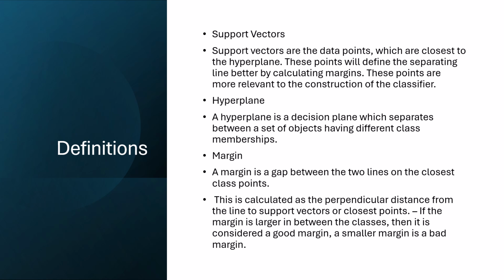A hyperplane is a decision plane which separates a set of objects having different class membership. A margin is a gap between the two lines on the closest class points. This is calculated as the perpendicular distance from the line to the support vectors or closest points. If the margin is larger between the classes, then it is considered a good margin. A smaller margin is a bad margin.